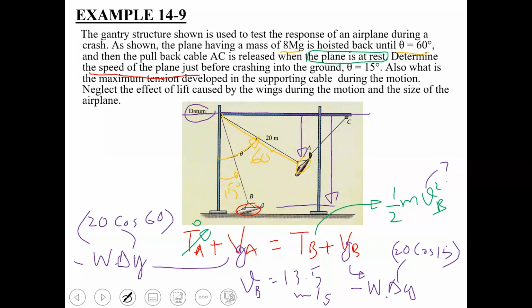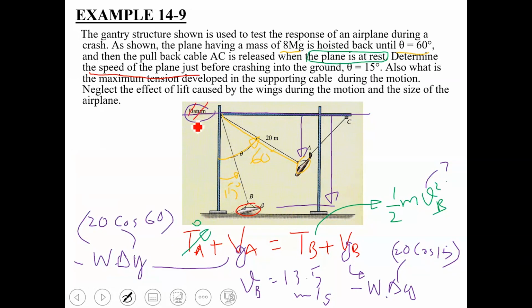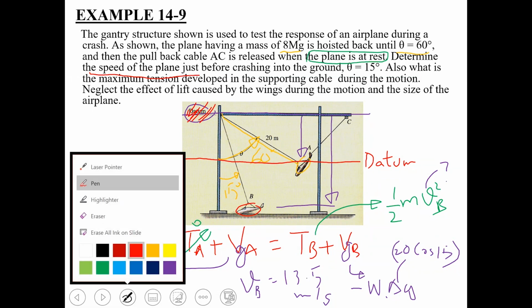Now, to improve your understanding, let us change this datum. In the actual problem the datum was defined at position C. So in order to develop our understanding, let us change this datum to position A and let us see what changes are going to be required in our conservation of energy principle. So instead of defining the datum at position C, let us define the datum at position A. Now if we have defined the datum at position A, what should be VGA?